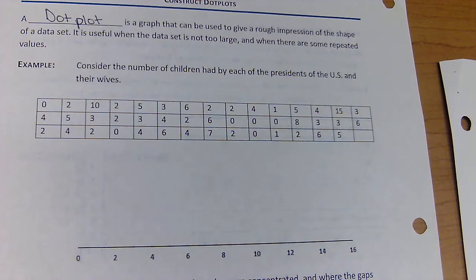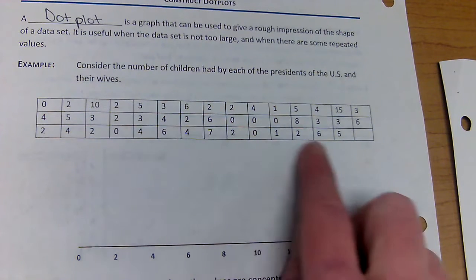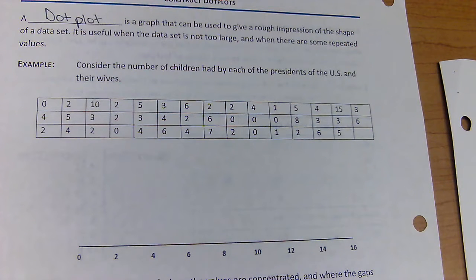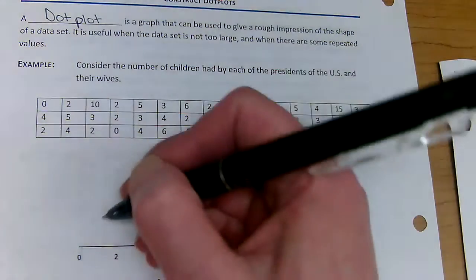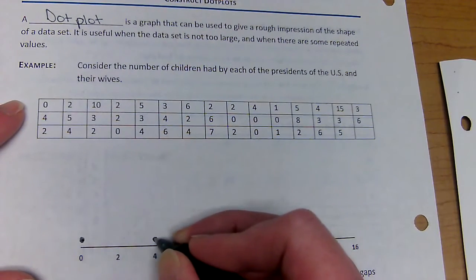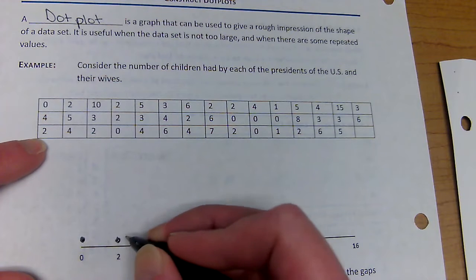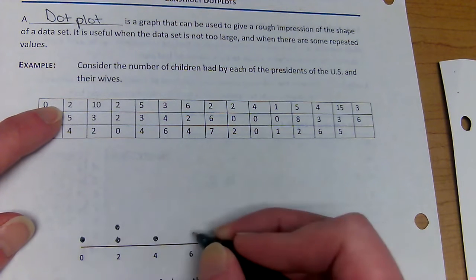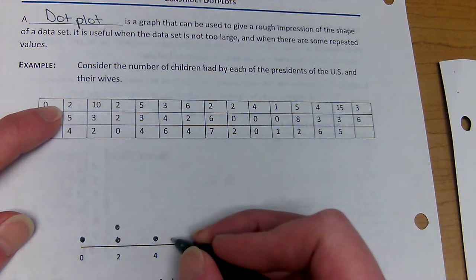So consider the number of children had by each of the presidents of the US and their wives. So we have some repeated data. What we're going to do is put a dot for each of the values, and we're going to put the dots going up. So 0, 4, 2, 2, well, 5 would go in between, so I'll put that there.